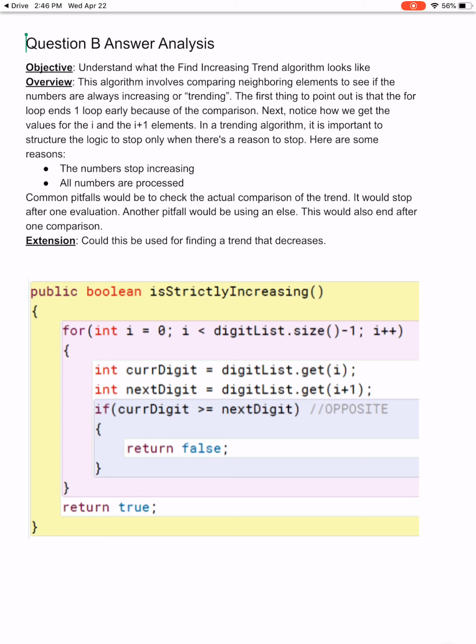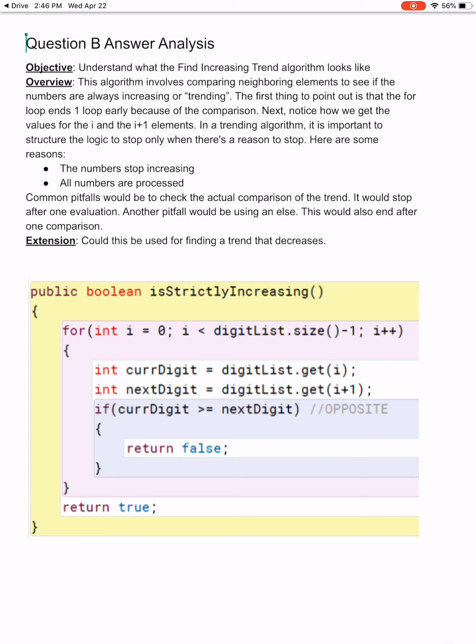This wasn't as obvious in the instructions. It didn't say the word find, but this is a find algorithm. Anytime you're working with a trend that uses comparison, most of the time we're going to see if it's true that this is occurring, or we're finding out if there is an increasing trend. So feel free to kind of sub in the word find, and it'll help you out with how to make this algorithm work.